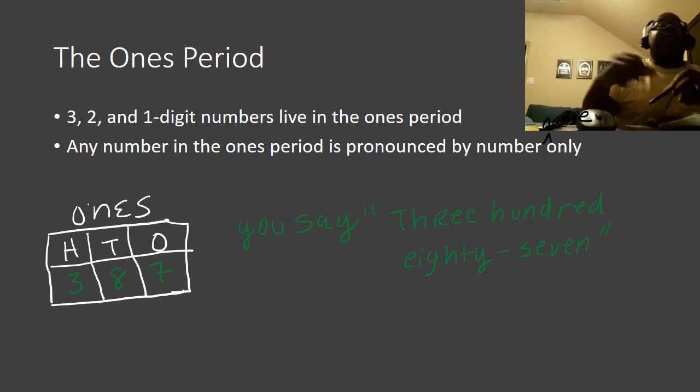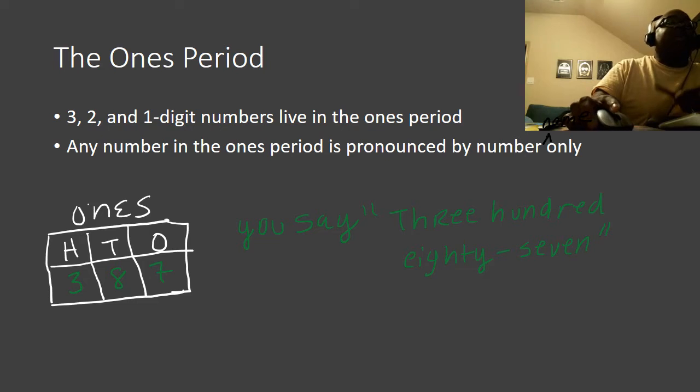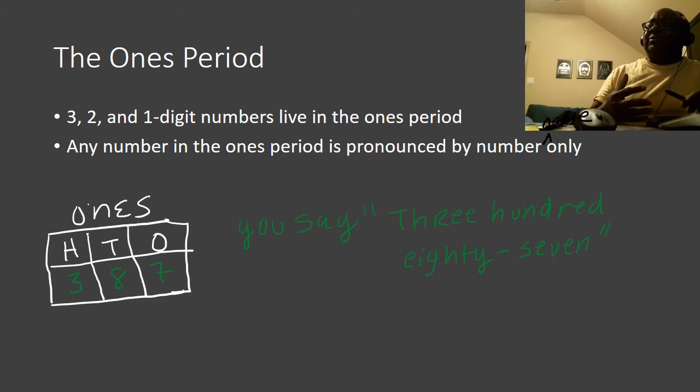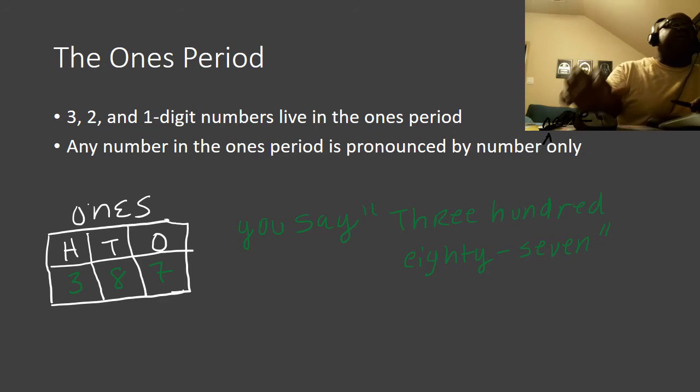So number name only. And you remember any number you have in the ones period, you just say the number name. Like our example here, 387. The only thing you say is 387. And make sure you have this example in your notebook, like I said, because remember, we're trying to build those reference points that you can refer back to in your notebook. And like I said, we're learning how to make a study sheet so you can learn how to review and how to study better.